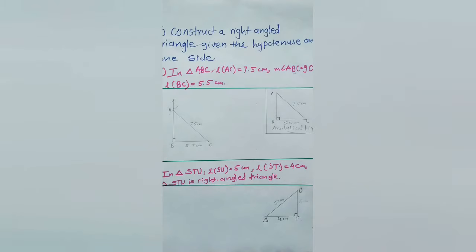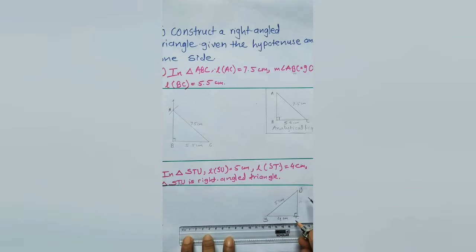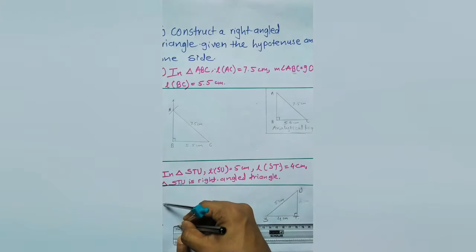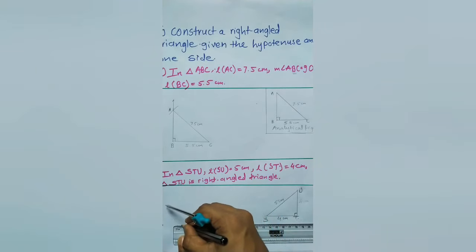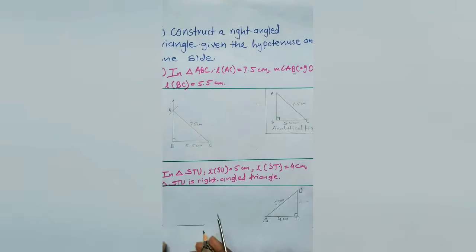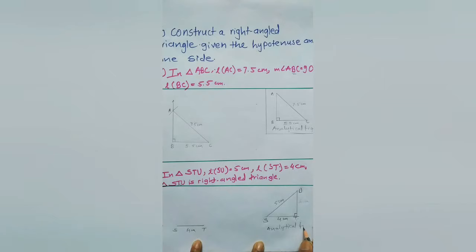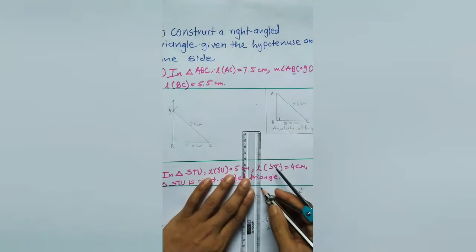See, take a 4 centimeter distance here, and draw one segment, and give it the name ST, which is 4 centimeter. This is the analytical figure. Draw one box.